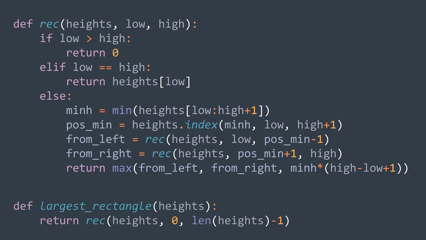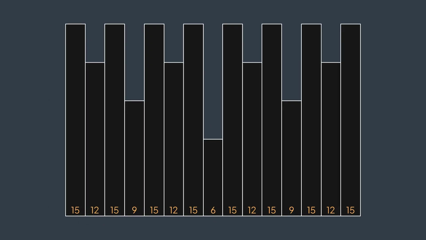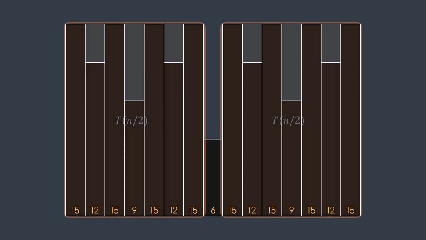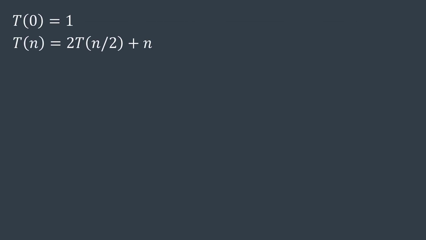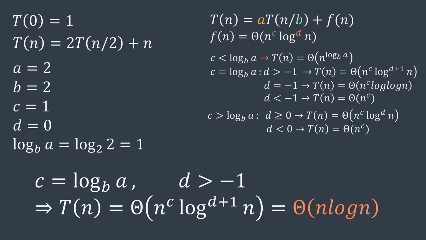We also need a non-recursive function to call this one. The initial values of low and high are 0 and n minus 1, the index of the first and last bar respectively. For the time complexity, in the best case, the shortest bar is always in the middle, so in recursive cases, we divide the input size by 2. We have n for searching for the min and 2 times T of n by 2 for recursive calls. We get T of n is equal to 2 times T of n divided by 2 plus n. By using the master method, this recurrence relation gives O of n log n time complexity.